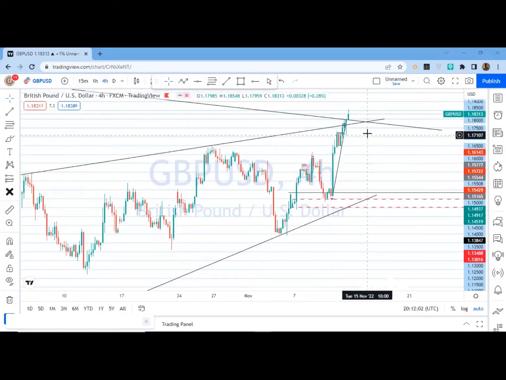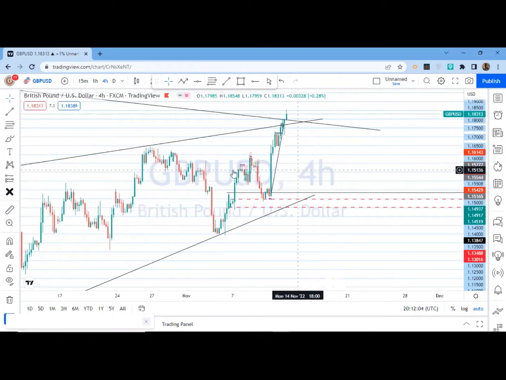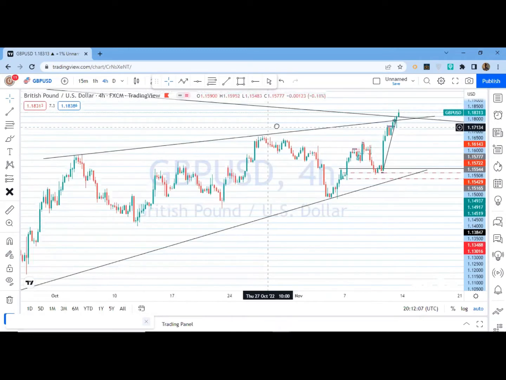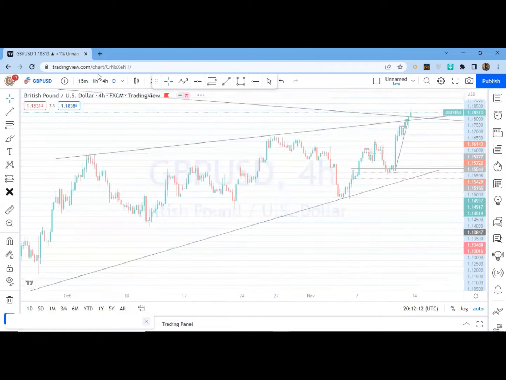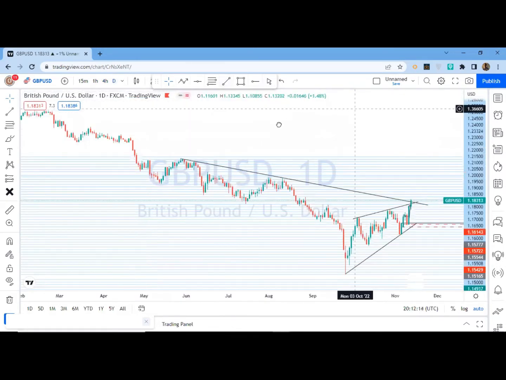So this was our 4 hour time frame last week. We drew this trend line from this time frame. This was the upper trend line I was talking about.